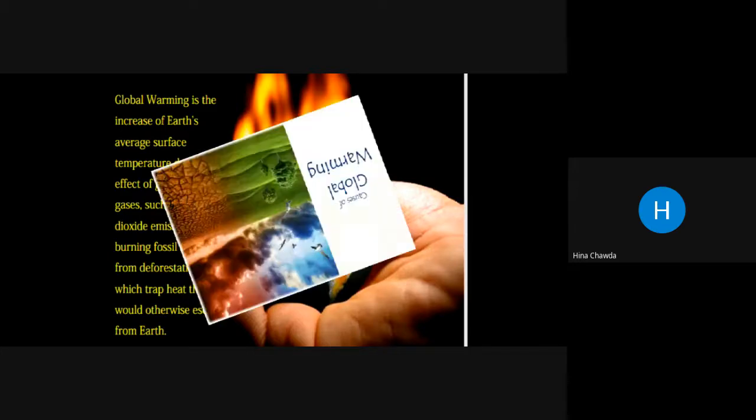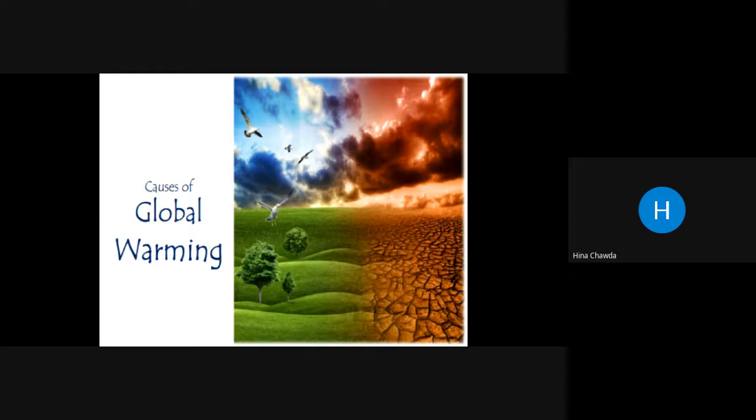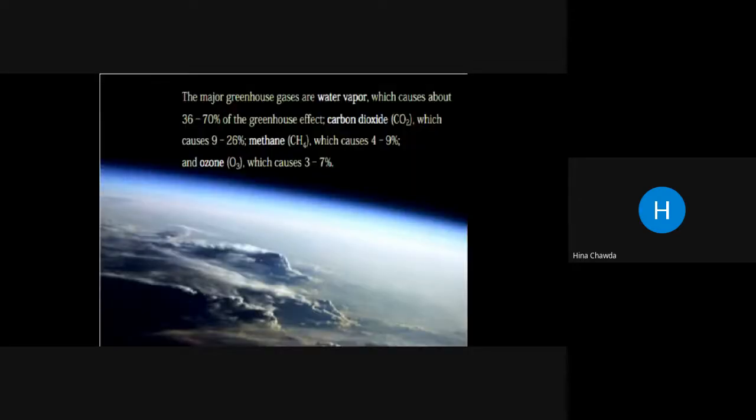Now moving on to the next slide, I would like to discuss the causes of global warming. As you can see, there is a picture here showing how global warming is destroying our Earth. From a green land, it is turning into a barren land. Now, the greenhouse effect, or global warming, is majorly due to some gases, which are called greenhouse gases.